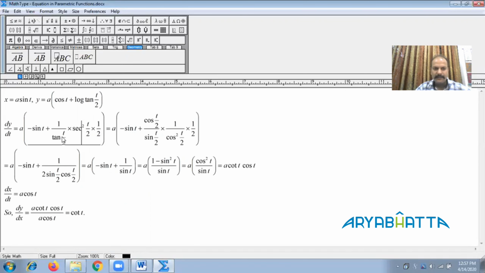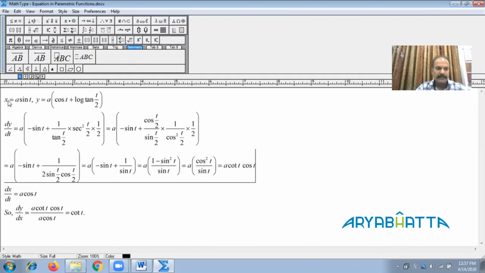So tan becomes cos by sine. The reciprocal of tan is cos by sine. Secant square is 1 upon cos square. One cos will cancel down. This is 2 sin t by 2 cos t by 2, that is sin t. So after LCM, this is 1 minus sin square upon sine, that is cos square by sine. So one cos by sine will be cot and one cos is as it is.